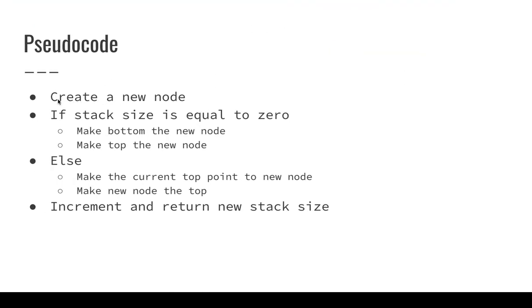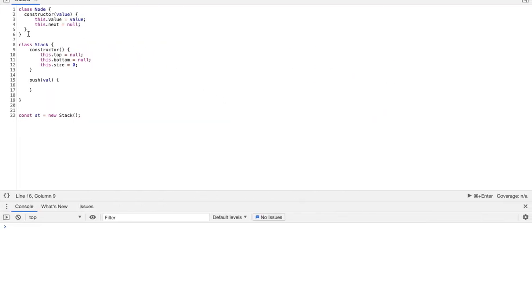All right, so first things first, we're going to create a new node. So we have our node here, and that's what we're going to use to create our node and assign it to a variable called new node. And we're going to pass that value argument into this here.